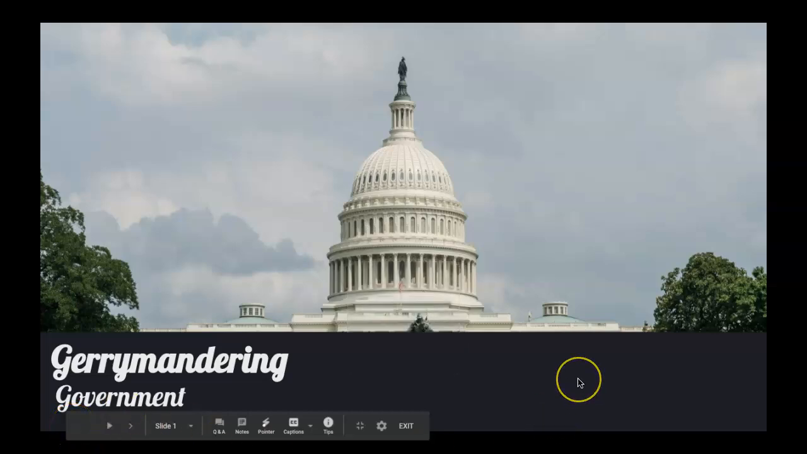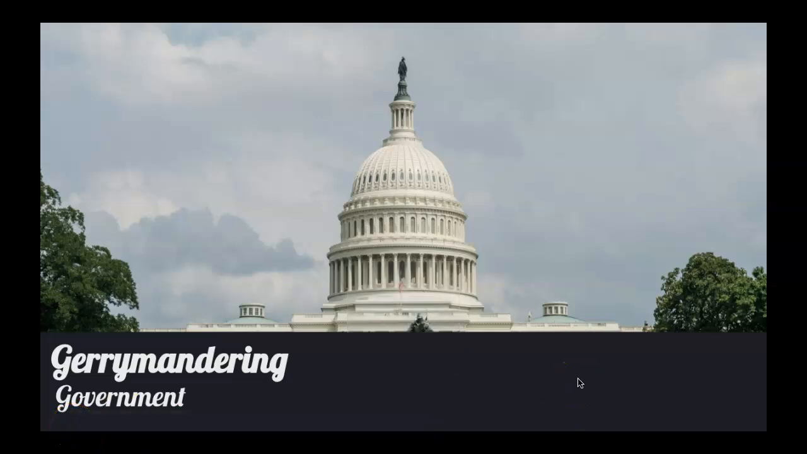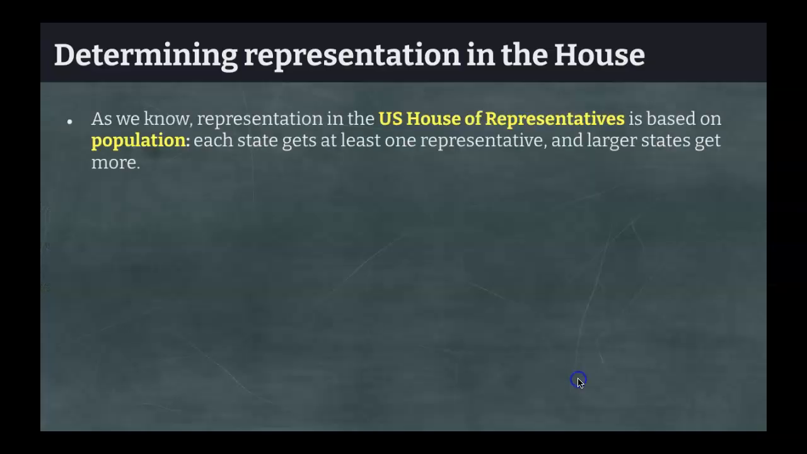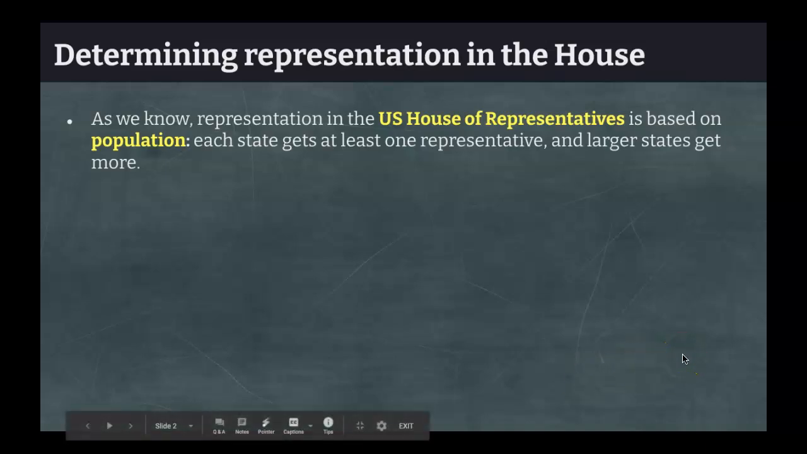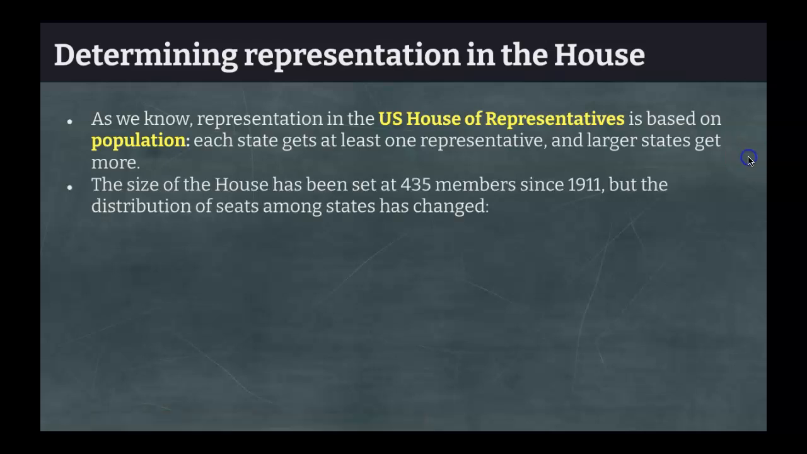Okay, today we're going to discuss gerrymandering. Now, as we know, representation in the U.S. House of Representatives is based on population. Each state gets at least one representative, and larger states get more. The size of the House has been set at 435 members since 1911.